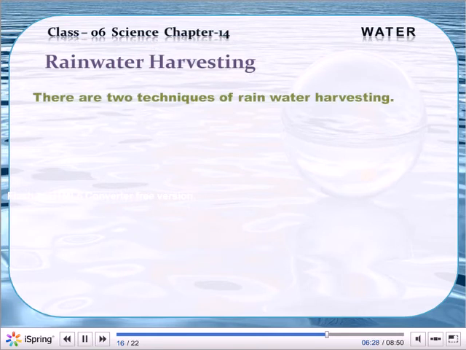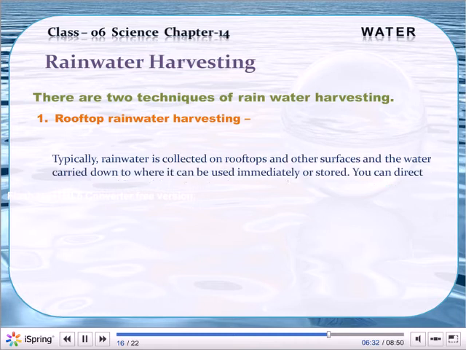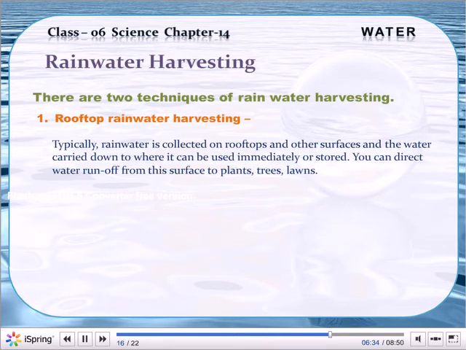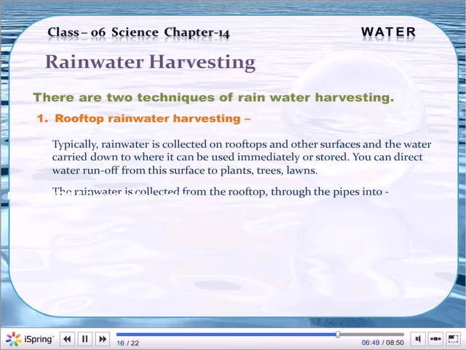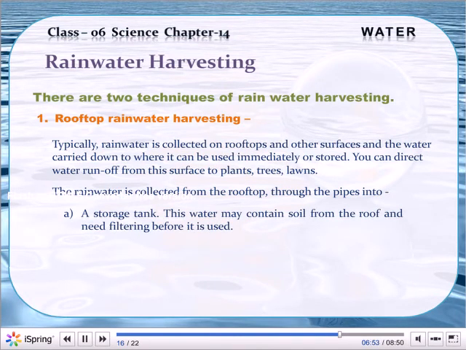There are two techniques of rainwater harvesting. Rooftop rainwater harvesting. Typically, rainwater is collected on rooftops and other surfaces and the water carried down to where it can be used immediately or stored. You can direct water runoff from the surface to plants, trees, lawns. The rainwater is collected from the rooftop through the pipes into a storage tank. This water may contain soil from the roof and need filtering before it is used.